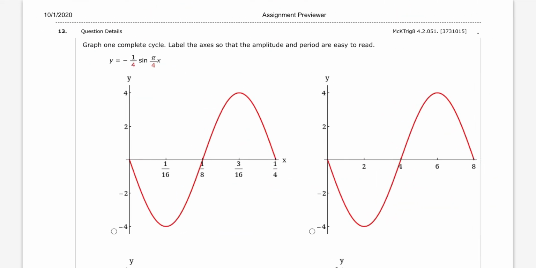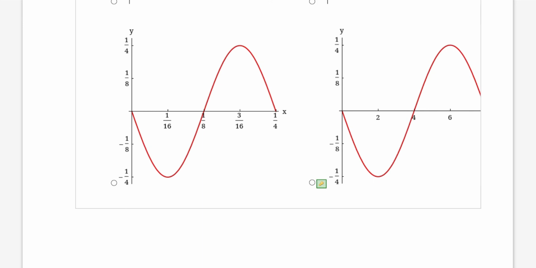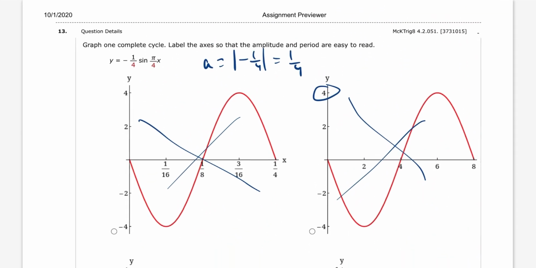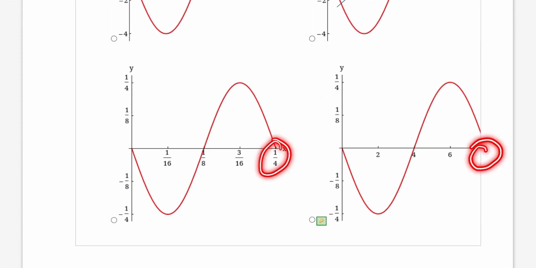All right. The amplitude for this one is going to be absolute value of negative 1/4, which is 1/4. So this one is clearly out. It's too high. This one's out. It's got to be between these two. And let's find the period to determine which of those two it will be. 2 pi over b, which is going to be 8. So it's got to go all the way to 8. And as you can see, this one does not go to 8, but this one does go to 8. So it has to be this choice.